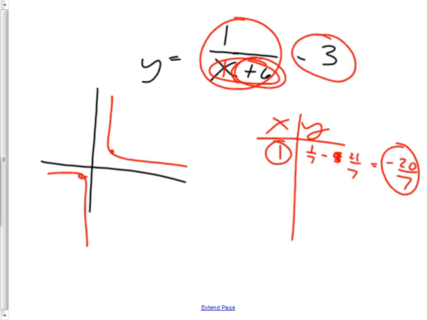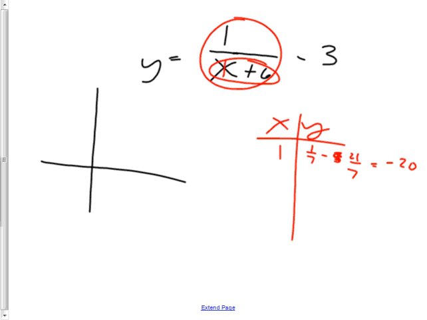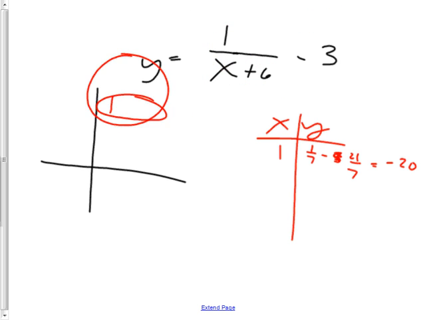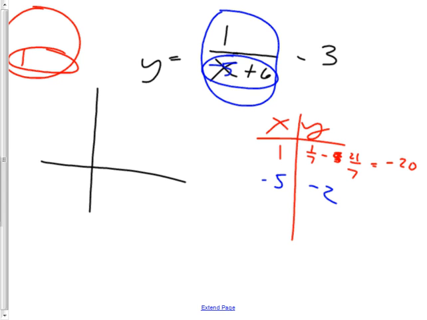Now if I wanted to, the key points are nice whole numbers, and there is a way to find them. You just have to be a little more creative and think, what numbers could I use in here that would work nicely? If I could make this into 1 over 1, that would be pretty nice. So what would make the bottom part 1, if x was what? Negative 5. Negative 5 plus 6 makes it 1, and it's 1 over 1. 1 minus 3 is negative 2. So negative 5, negative 2 has to be on your graph. There's really only 2 nice points on this graph.